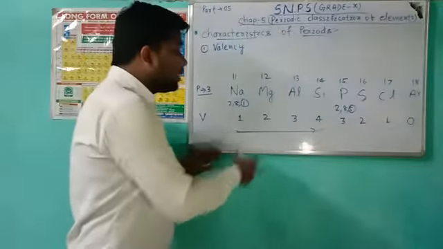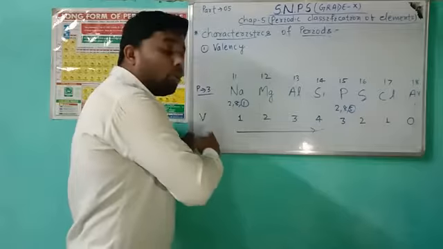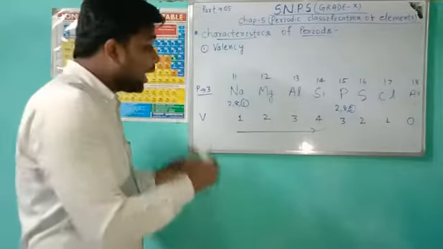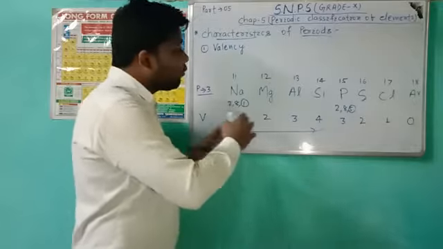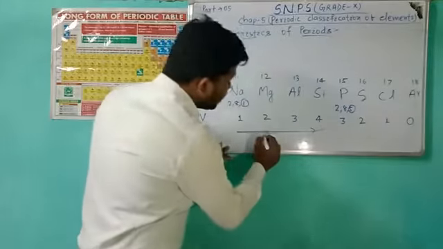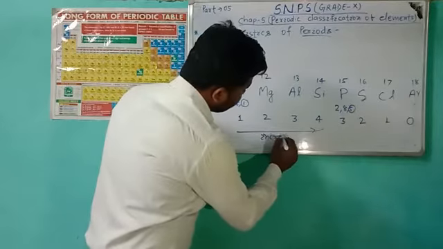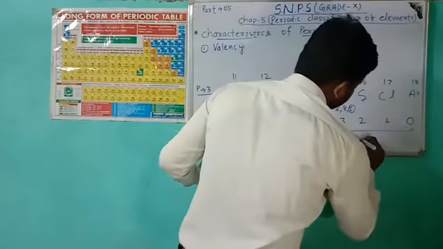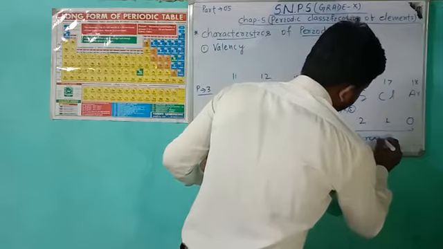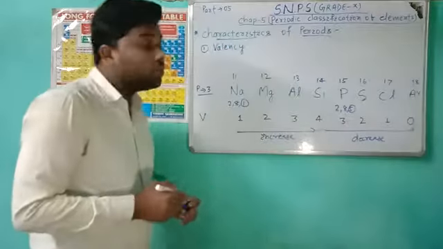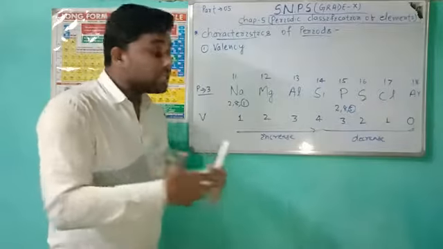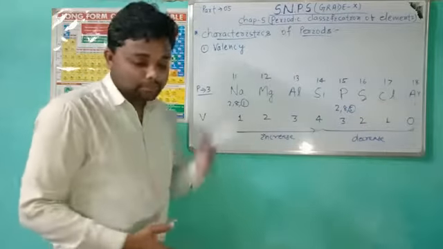So we can clearly see that when we go left to right in the periodic table, the valency of elements first increases and then decreases. I hope this is clear to you, how the valency increases first and then decreases.